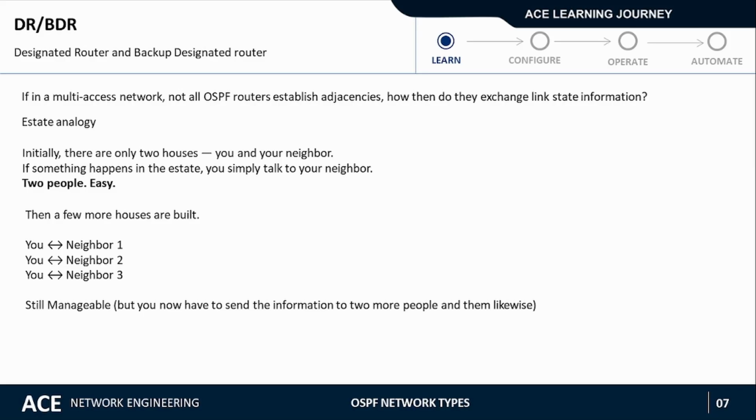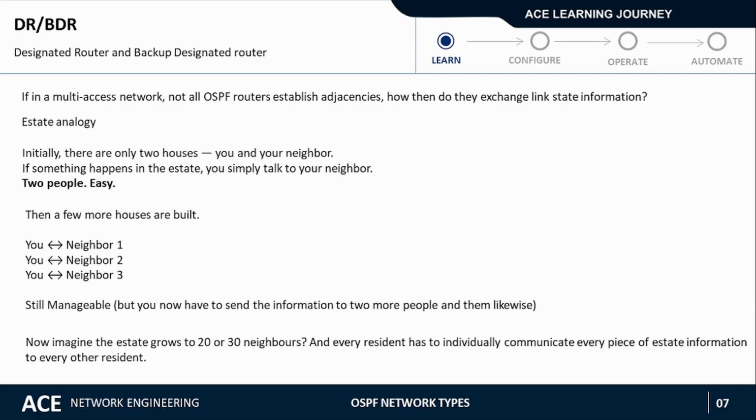So three of them, 2 messages. I have to send 2 messages. And them, likewise. If they learn something, they have to inform me and the other neighbor. So you can see what is happening here. As the neighbors increase, the same information, I have to send it a couple of times. So you can imagine when the estate grew and we became 10 neighbors, 20 neighbors, and every information has to be sent to every other neighbor, it became a problem.